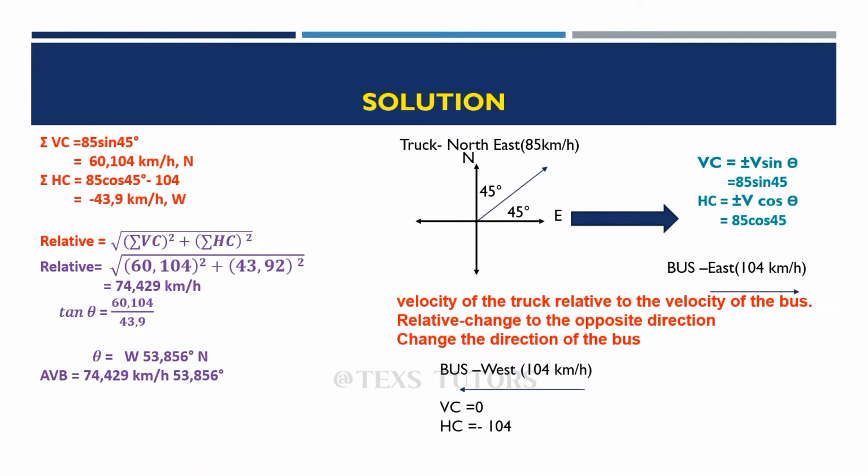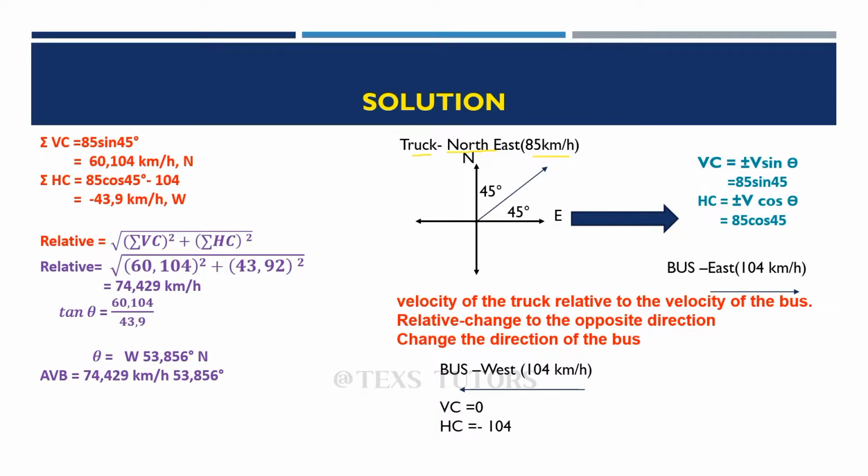Now the solution and how to calculate the velocity of the truck relative to the velocity of the bus. So the first thing you need to do in this question is take each object and write down its velocity. So you know the velocity and you know the direction, right? So we have the truck, it's headed northeast, moving at a velocity of 85 kilometers per hour. Once we have done that, the next thing we're going to do is draw its velocity on a Cartesian plane so we can break it up into its vertical and its horizontal components.